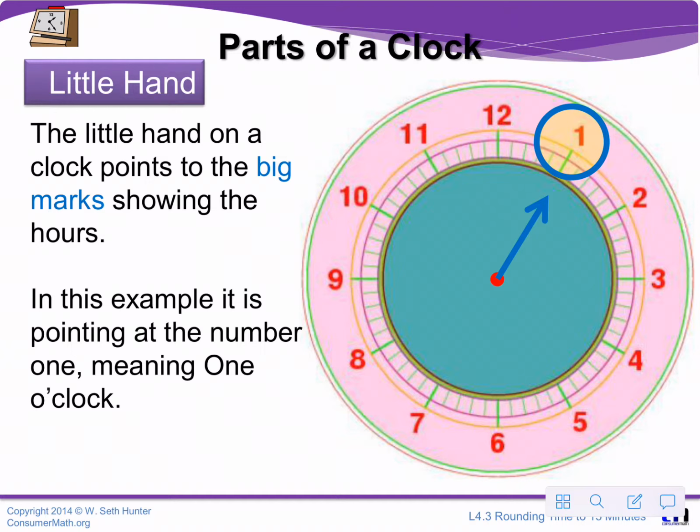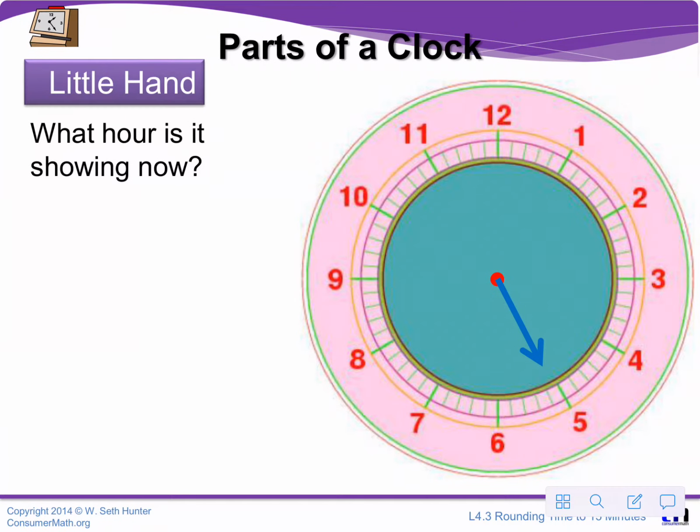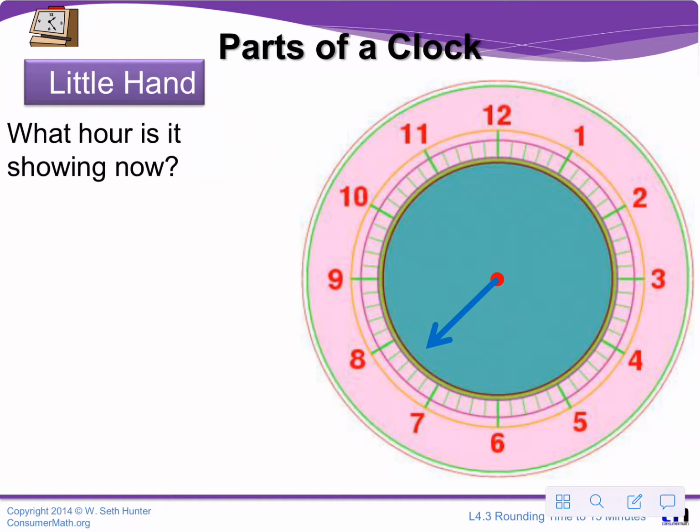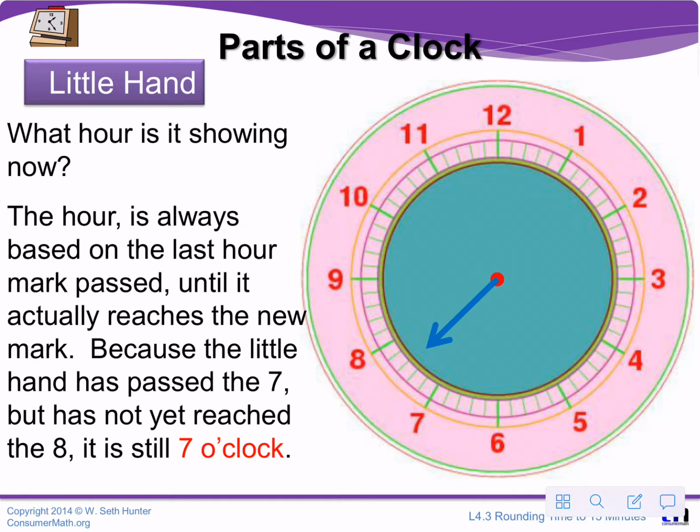Little hand. The little hand on the clock points to the big marks shown in the hours. In this example, it's pointing to the number 1, meaning it's 1 o'clock. The little hand. What hour is shown now? The hour is always based on the last hour marked past until it actually reaches the new mark. Because the little hand has passed the 7 but has not yet reached 8, it is still 7 o'clock.